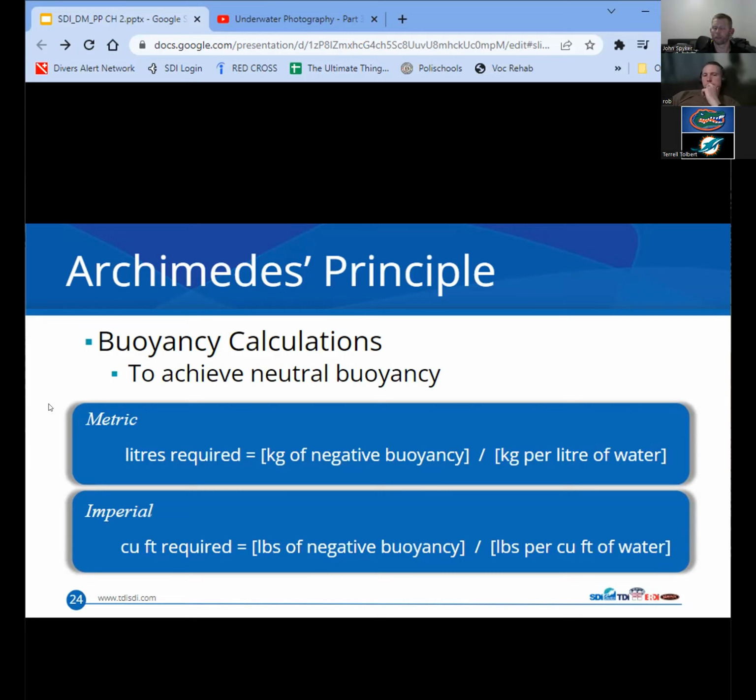So why would you need this? Why would you need to know how much air, and then convert it to pressure, which we showed you how to do? Why would you need to know how many cubic feet of air you would need to make an object neutrally buoyant?